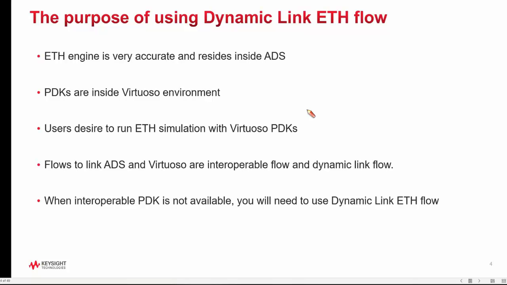And to do this, we have two flows. One is called the interoperable flow, and the other one is called a dynamic link flow. Okay, so it depends on the PDK, right? If your PDK is not interoperable, then you will need to use the dynamic link thermal flow.